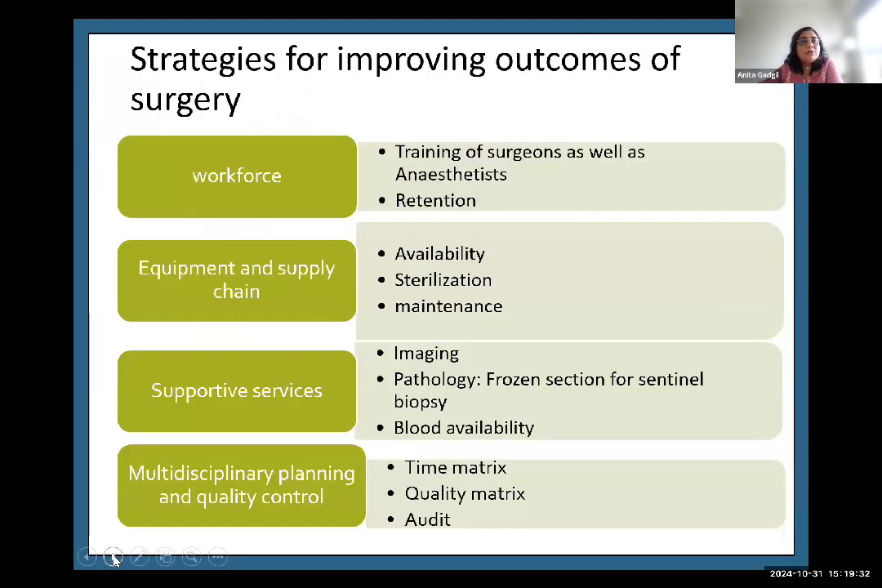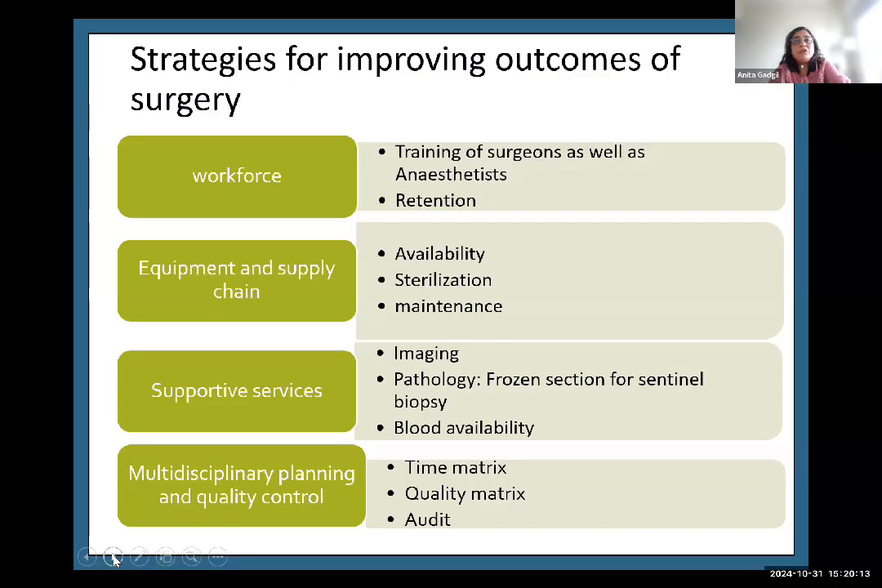So, strategies for improving outcomes of surgery. This is actually applicable for all modalities, whether it is chemotherapy or radiotherapy; the strategies will remain the same. I will just enumerate it once for surgery, but I want to highlight that this is applicable to all treatment modalities: that you train the workforce and retain them. The most important problem in low and middle income countries is that when a person is very highly trained, he is likely to migrate to higher income countries for better monetary gains. So how to retain these people is a very real problem in low and middle income countries. So, retain trained manpower.